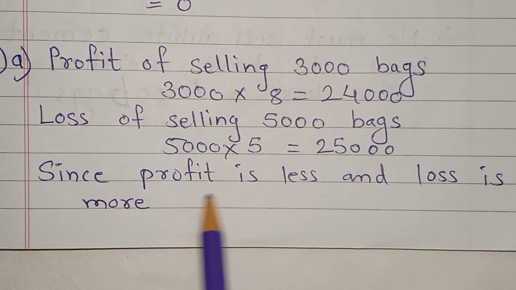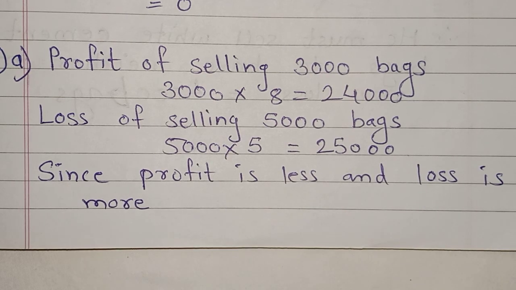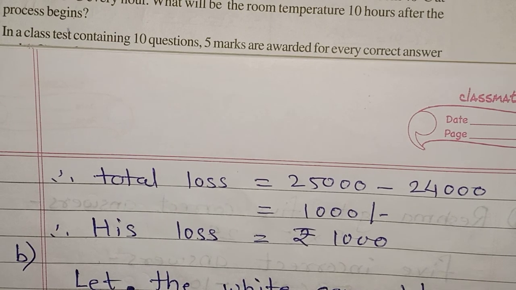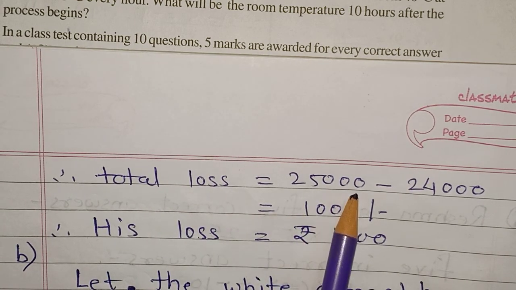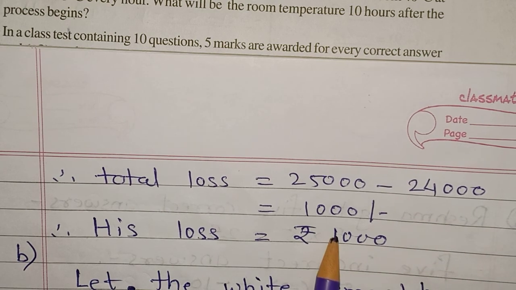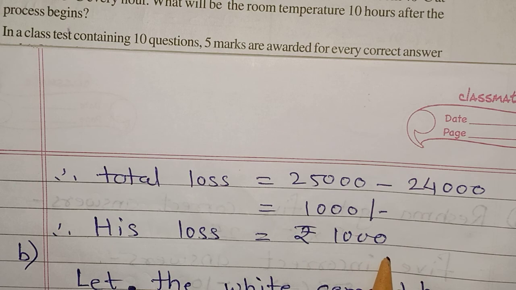So since profit is less and loss is more, let's find out how much is the loss. So total loss is equal to 25,000 minus 24,000 gives the answer 1000. So his total loss is rupees 1000.